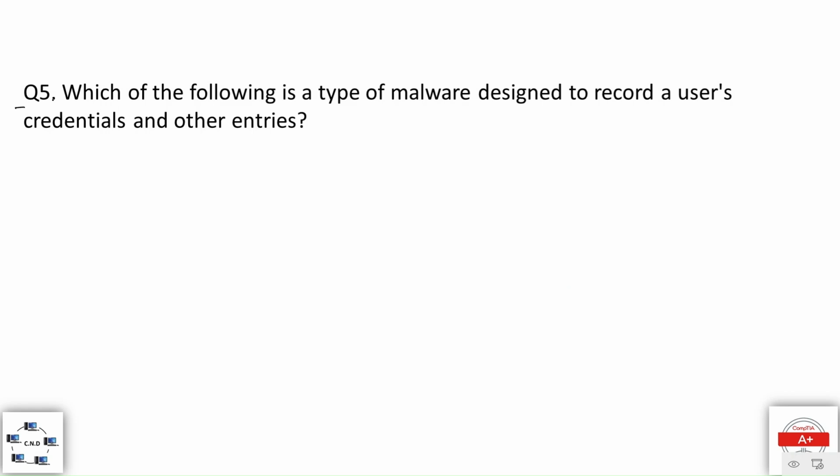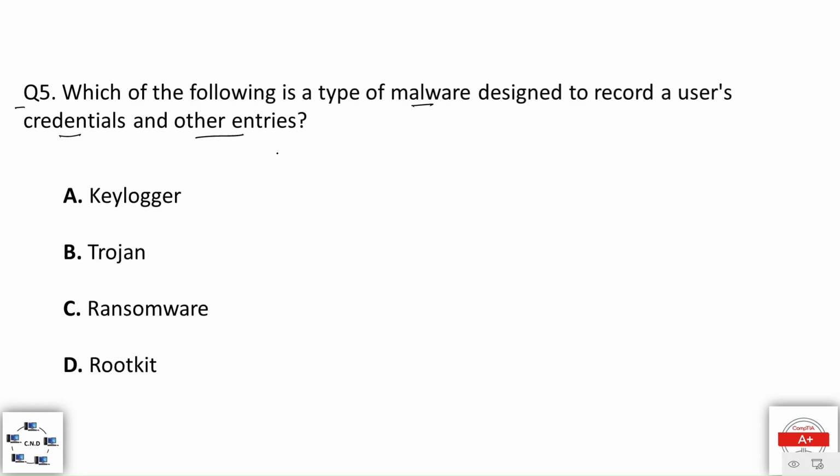Question number 5. Which of the following is a type of malware designed to record a user's credentials and other entries? And the options are option A, keylogger, option B, Trojan, option C, ransomware, and option D, rootkit. And the correct option is option A, keylogger.